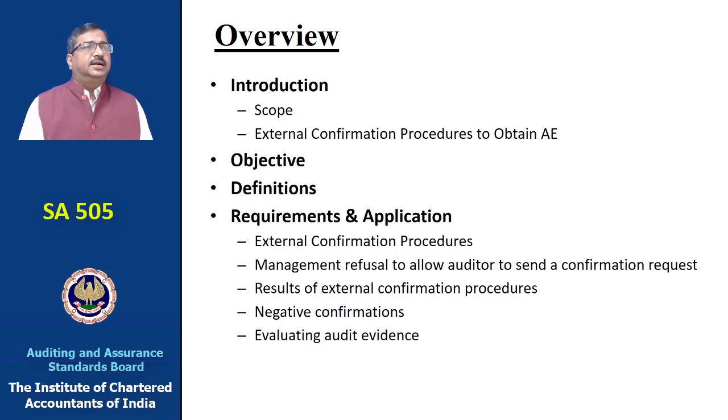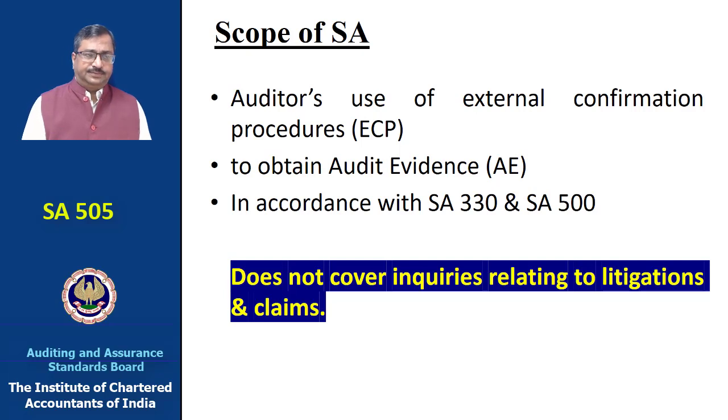The overview of the standard is given in this slide. It covers the introduction, objective, definitions, and of course requirements and applications. In requirements and applications, we see what the procedure for obtaining external confirmations should be, and if management refuses to send the external confirmation request, what course of action the auditor should take. Then the results of the external confirmation procedure, how negative confirmations should be dealt with, and finally evaluating the overall audit evidence.